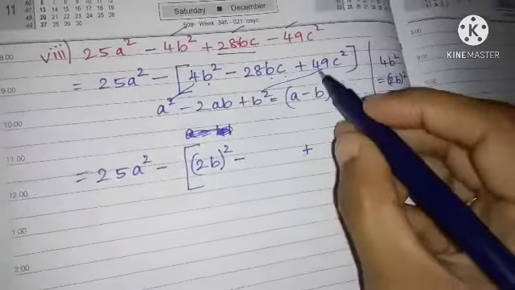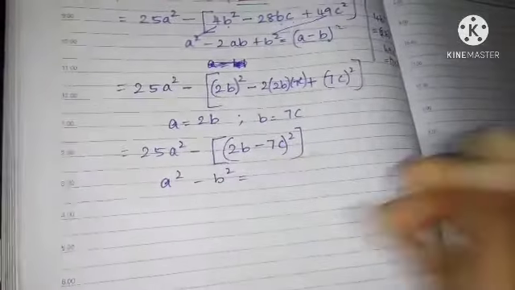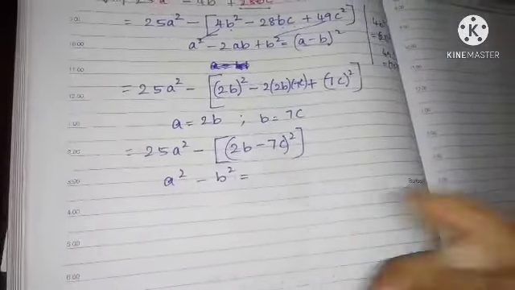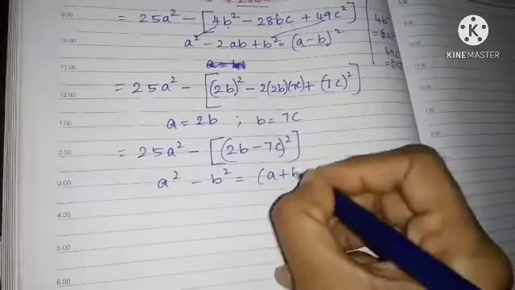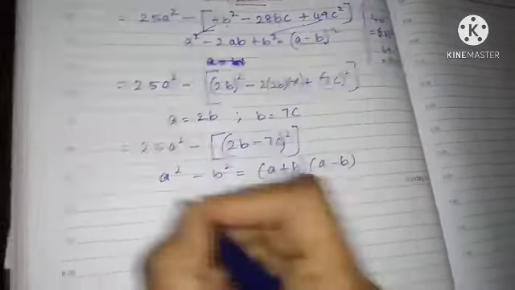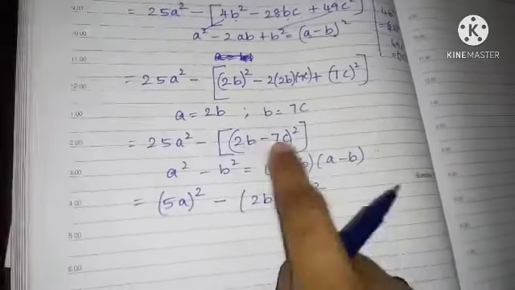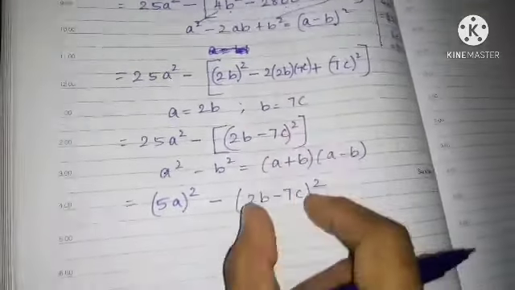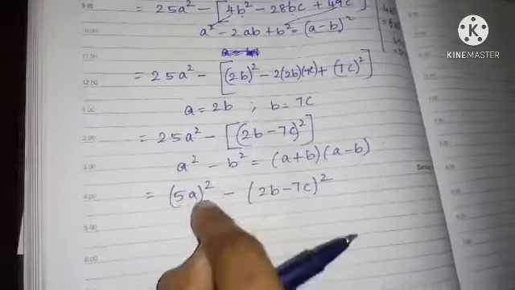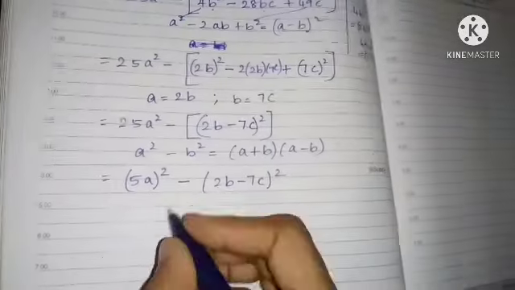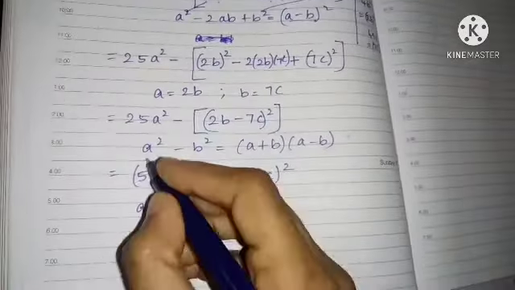Now this looks like a square minus b square formula. Correct? a square minus b square is equal to a plus b into a minus b. So how will we write 25a square? 5a the whole square minus 2b minus 7c the whole square. Because this is also a perfect square, I am writing it as such. Now a square minus b square means a value is 5a, b value is 2b minus 7c.